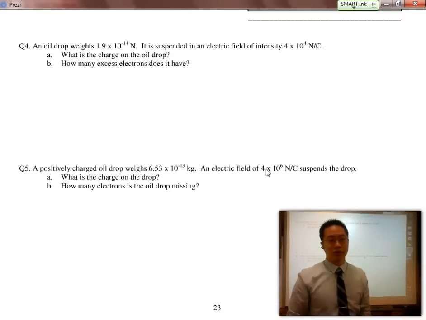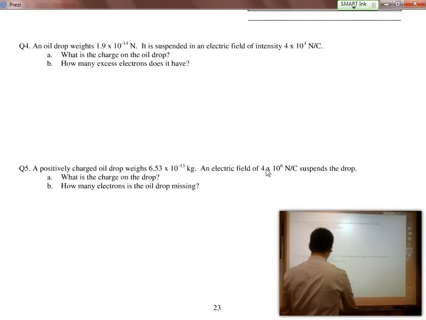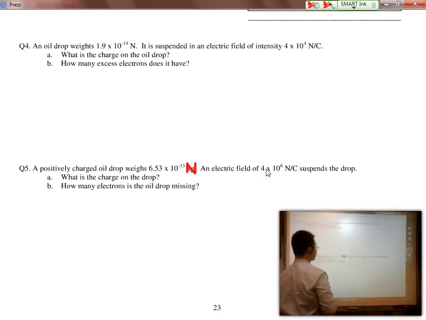So now we do a quick practice question with this. Oh, I just noticed over here that was a mistake, so I should say newtons. But we'll do question 4. An oil drop weighs 1.9 times 10 to the negative 14 newtons, is suspended in an electric field of intensity 4 times 10 to the 4th newtons per coulomb.